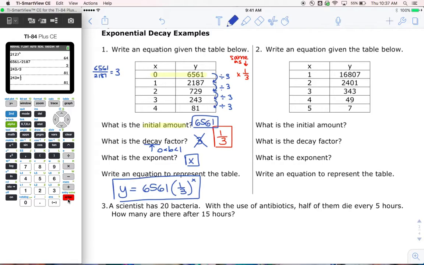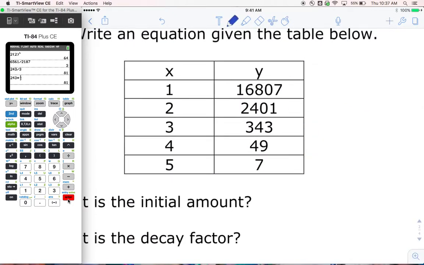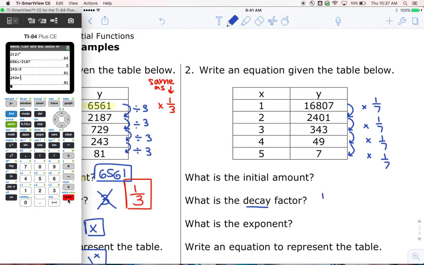All right, next example. Again, we can see that we're decreasing. And I know 49 divided by 7 is 7. So instead of writing out a bunch of times divided by 7, let's write it as a multiplication statement. What is the same as dividing by 7? Multiplying by 1 over 7. All right, guys, we're multiplying here. We always need to be thinking about it in terms of multiplication instead of division. So that's my decay factor, 1 over 7.